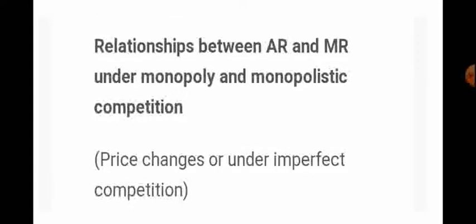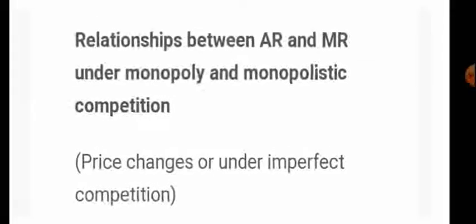Now move to the next topic. This is the relationship between AR and MR under monopoly and monopolistic competition, and price changes under imperfect competition. अभी मैंने आपको बताया, under imperfect competition, that is in case of monopoly and monopolistic competition, a seller can sell more of the commodity only when he reduces the price level. जब तक वो प्राइस को कम नहीं करता तब तक वो ज़्यादा बेच नहीं सकेगा.